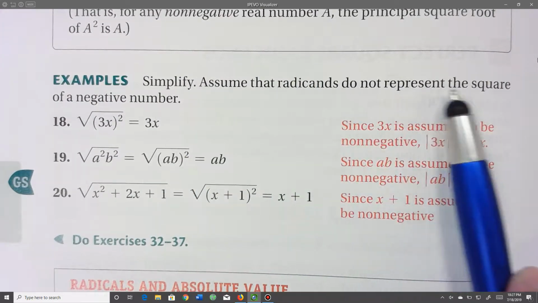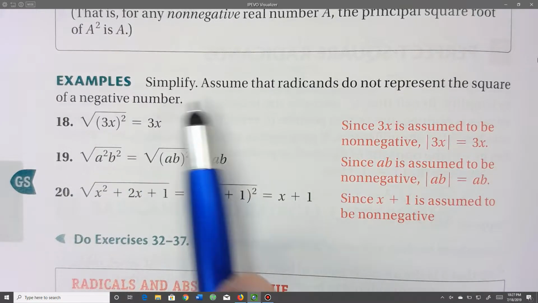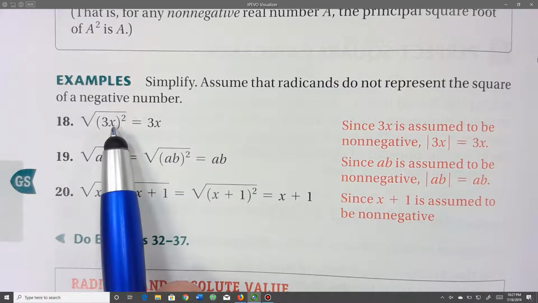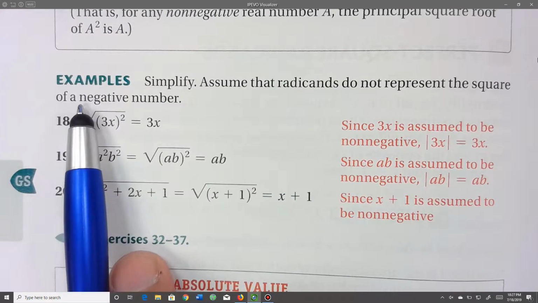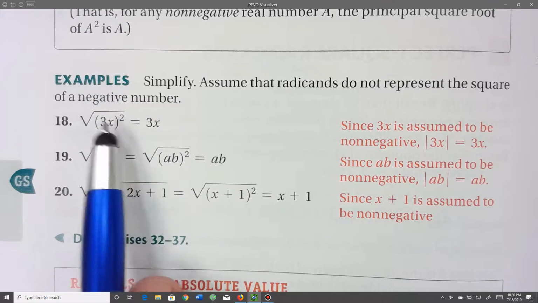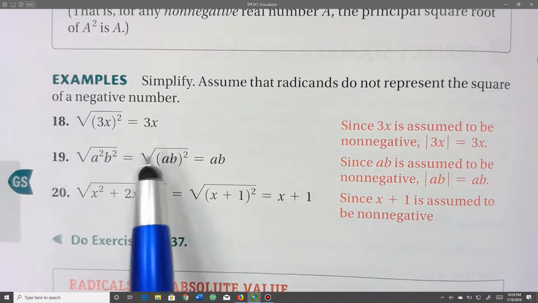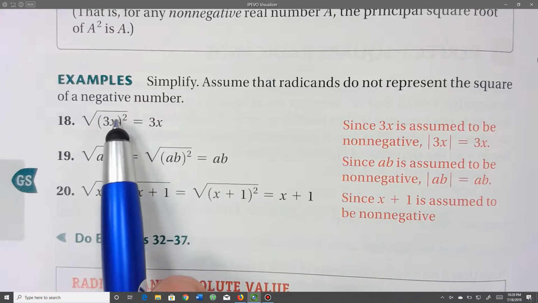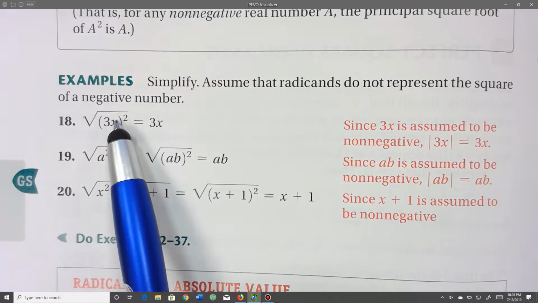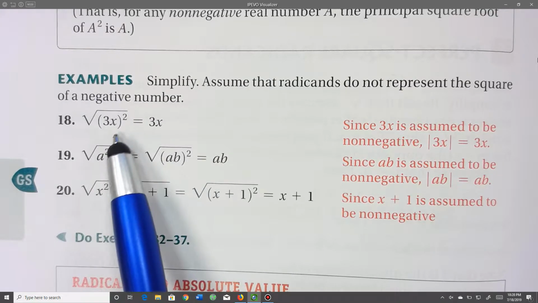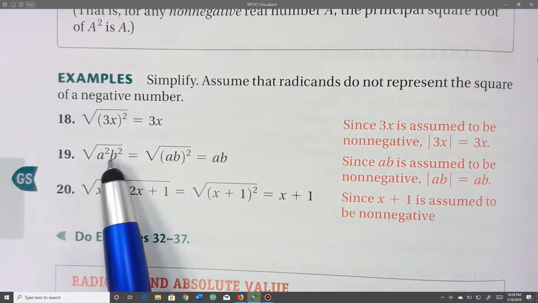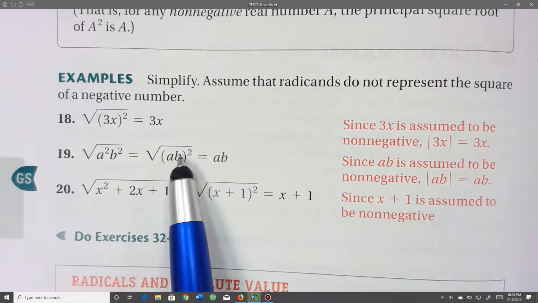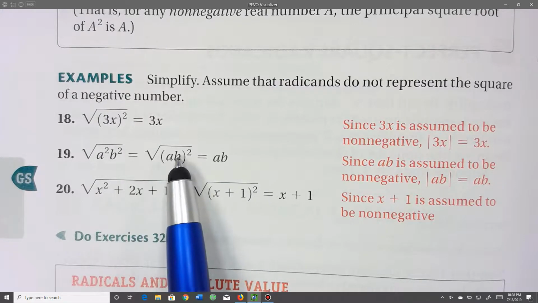Simplify. Assume that radicands do not represent a square of negative value. See, this is what I've been telling you. Assume that radicands, as in this x here, do not represent the square of a negative number. From now on, just assume that all the values of x are going to be positive, even though you can have negative values too. So in this case, the square root of 3x squared would be 3x. In this case, the square root of a squared times b squared, you can think about it as being a times b squared. So the square root of ab squared would be ab.